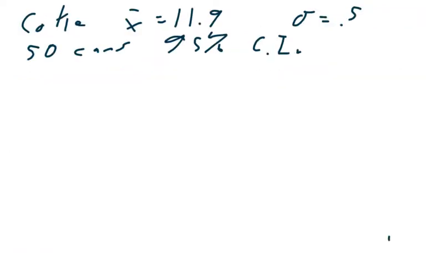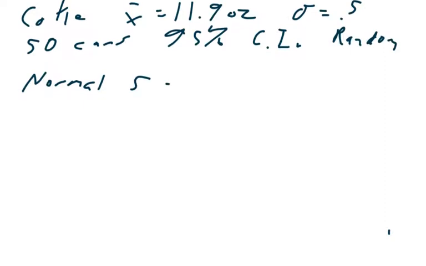Alright, so the first one we're going to do is the X bar. We're going to measure how much liquid is in a can of Coke, and we get an average of 11.9 ounces, and the standard deviation for the entire population is 0.5, and we've measured 50 cans. So first we know that this is going to be approximately normal, as long as I say up here that this was a random sample. And we're going to say this is normal because 50 is greater than 30, which means we're allowed to use the central limit theorem.